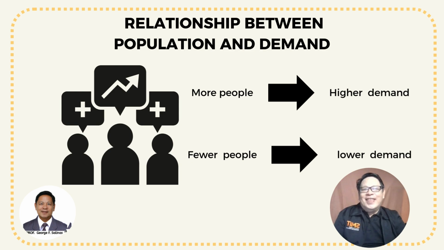So, in this slide, we will be talking about the relationship between population and demand. Higher population generally leads to a higher demand for goods and services. Why? Because more people need things like food, housing, and transportation. On the other hand, lower population generally leads to lower demand because there are fewer consumers competing for available resources.